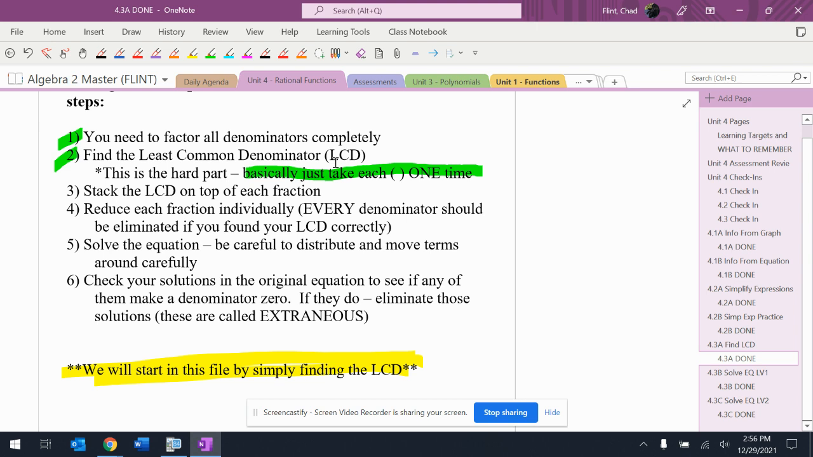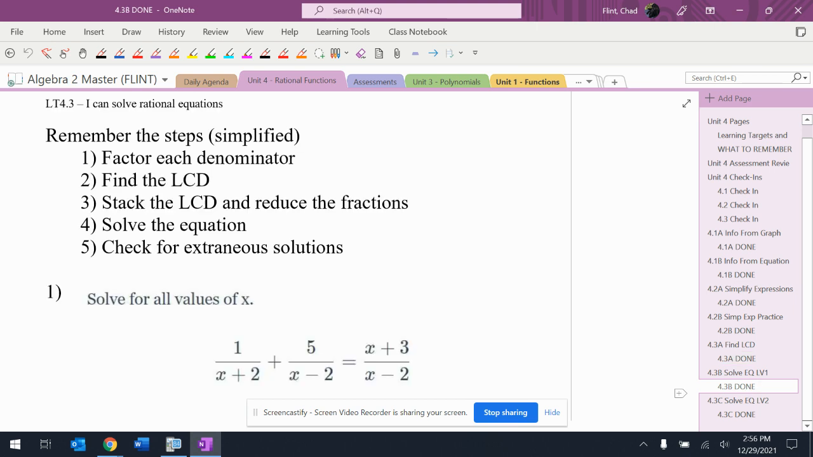And then the last thing is you have to check your solutions at the end in the denominators. If any of the solutions make a denominator 0, that means that solution is not actually possible and you get rid of it. It's called an extraneous solution. All right. So this is the short version of it right here. Factor, find the LCD, stack it and reduce the fractions, solve the equation, check for extraneous solutions.